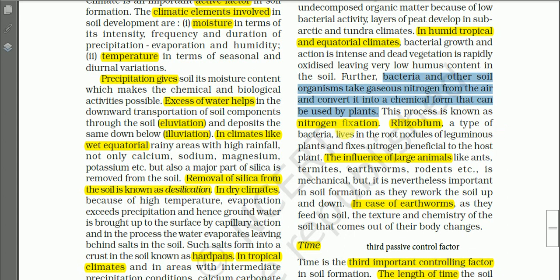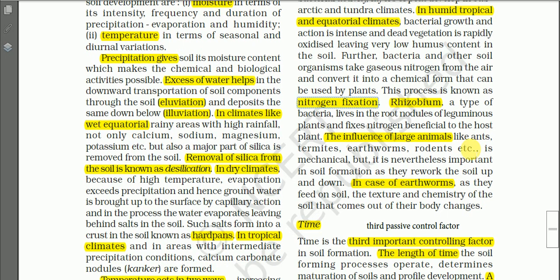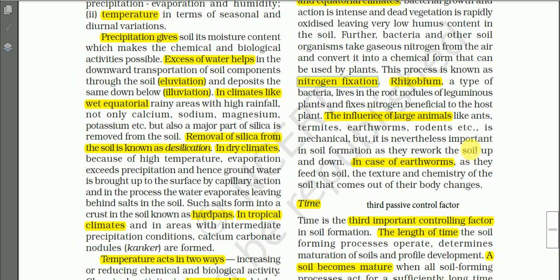So this is what we call nitrogen fixation. The nitrogen found in the atmosphere is fixed by some kind of bacteria found in the roots of leguminous plants, and it helps in fixing nitrogen in the soil, a very important component of soil. This process is known as nitrogen fixation.